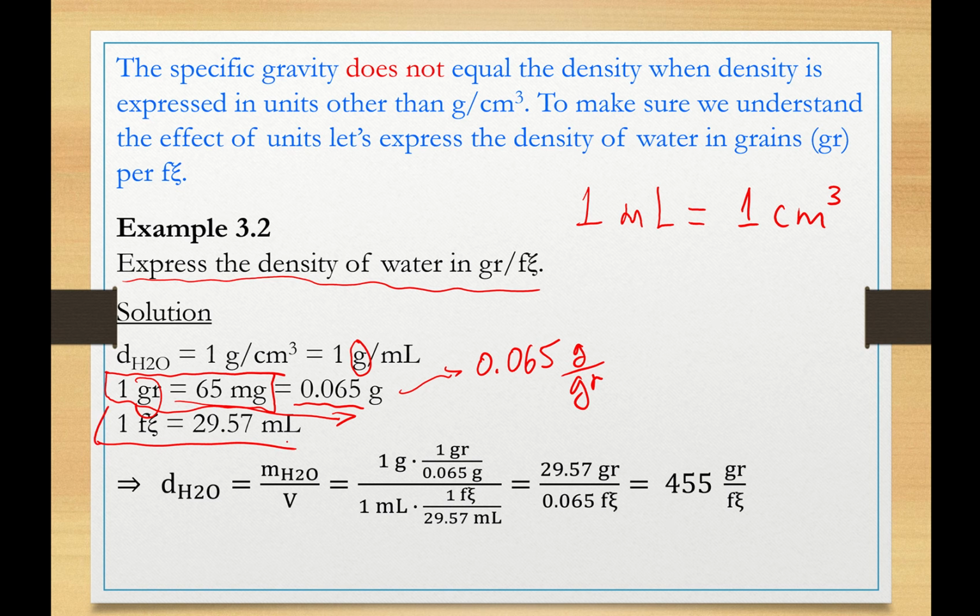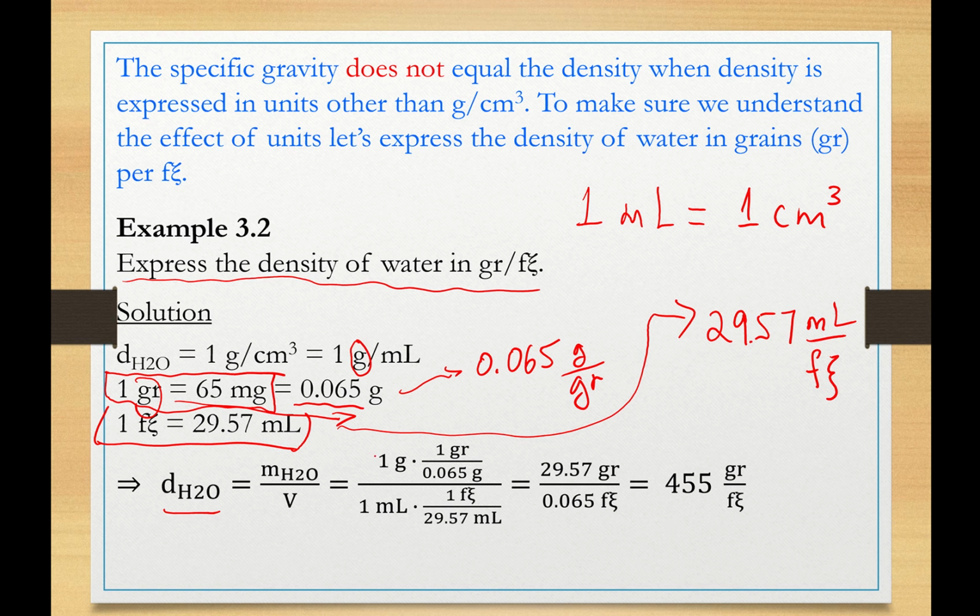Also, 1 fluidounce is equal to 29.57 ml. Again, you don't have to memorize this; the information is in the tables. You can get it easily, but you have to convert it also into a conversion constant. So that would be 29.57 ml per fluidounce. So now we're ready to proceed to carry out the conversion.